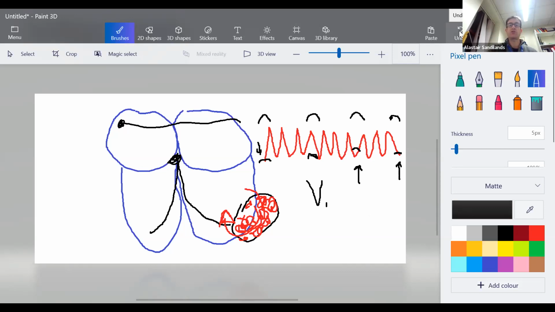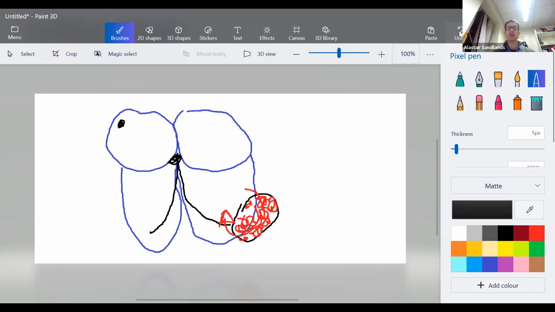Okay, so that's just another pictorial indication of VA dissociation. What about fusion and capture?